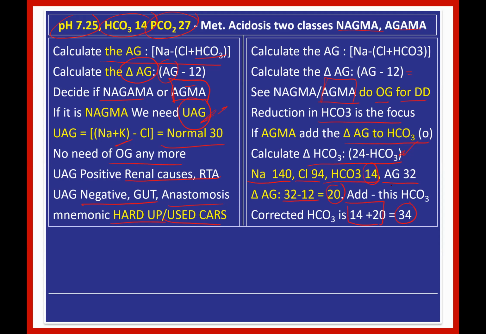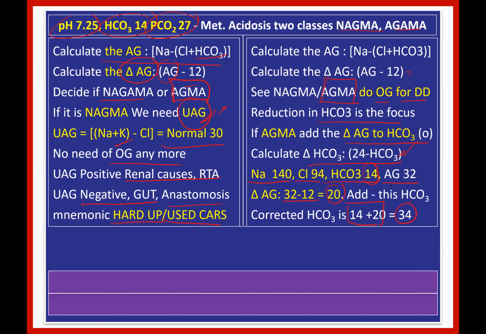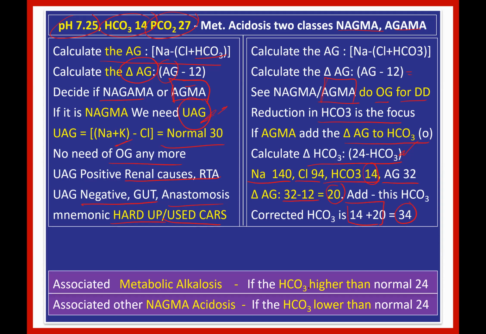We know that 24 is the cutoff value. Here the bicarbonate is much more than what we expect if the compensation were to be normal. Then what happens? If the bicarbonate is higher than 24, which is the case here, there is an excess alkali from the metabolic side. That is an associated metabolic alkalosis. On the other hand, if you get less than 24, that means the bicarbonate is rather lower and there is an associated NAGMA, because AGMA we have already counted.